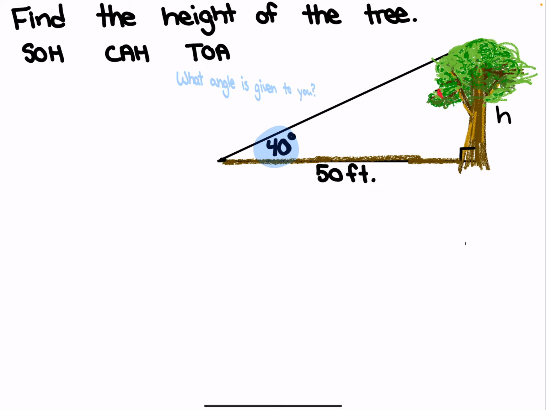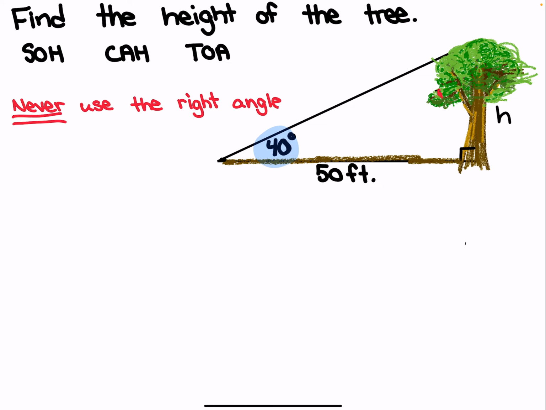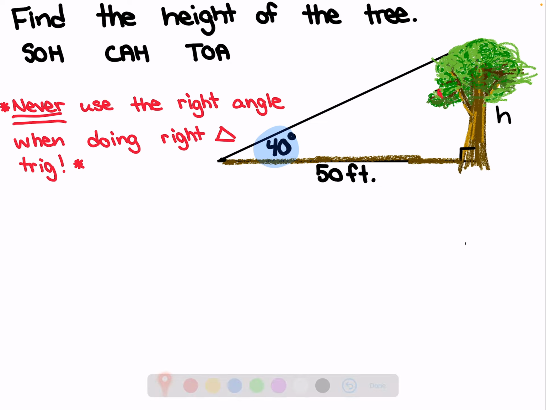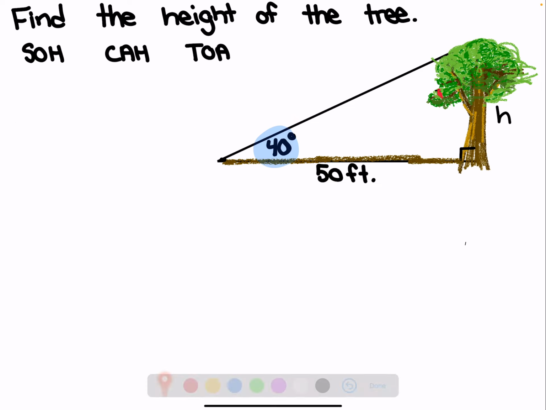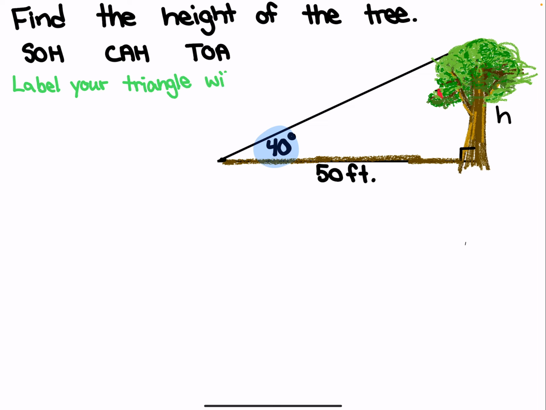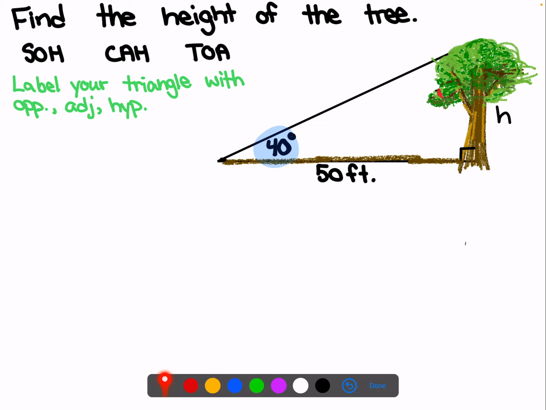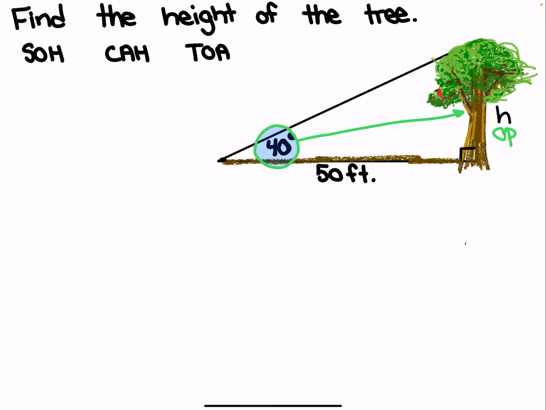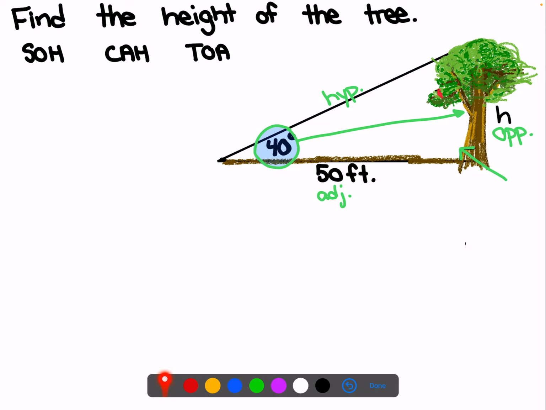So from here, and again, like we said earlier in the video, never use your right angle when dealing with right triangle trig. We don't want to use this angle. That would be bad for us. That'd mean that this is opposite and hypotenuse, which we can't have. So from here, label your triangle with opposite, adjacent, and hypotenuse. So again, opposite of 40 would be h, hypotenuse would be blank, and adjacent would be 50.